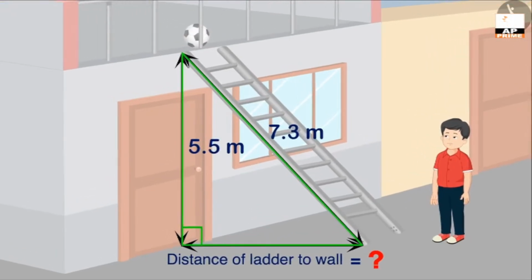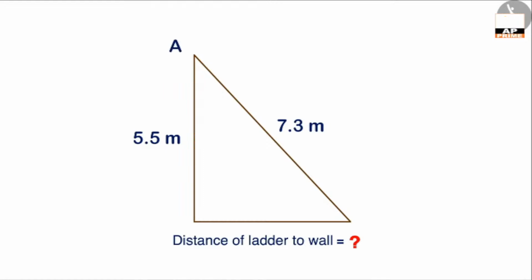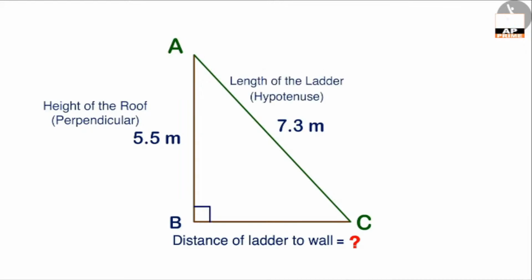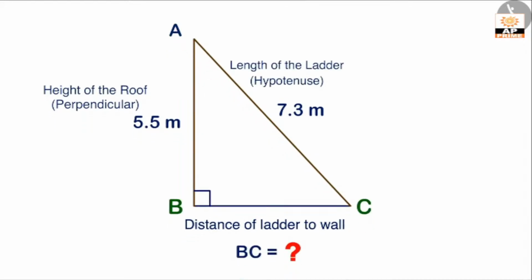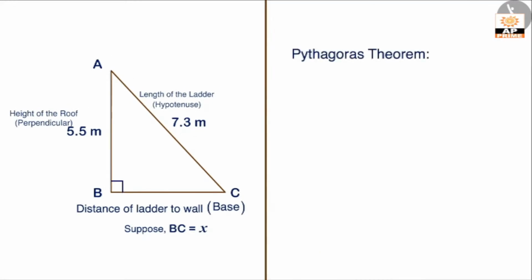If we look at the figure carefully, we will see that a right triangle is being formed here. Let's name it triangle ABC. Here, AB is the height of the roof, angle B is the right angle, and AC is the hypotenuse of this triangle. Here we have to find the length of BC, which is the base of this triangle. Suppose its value is x. How do we find the value of x?